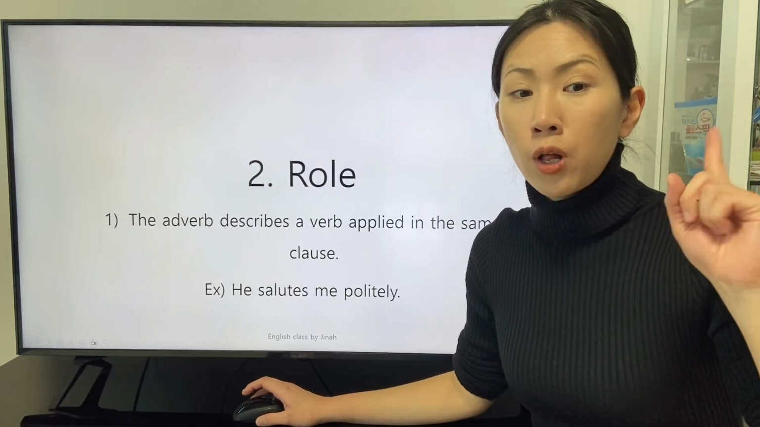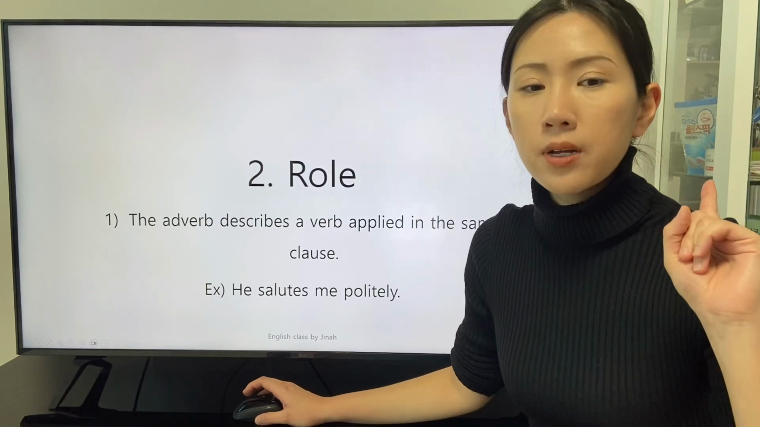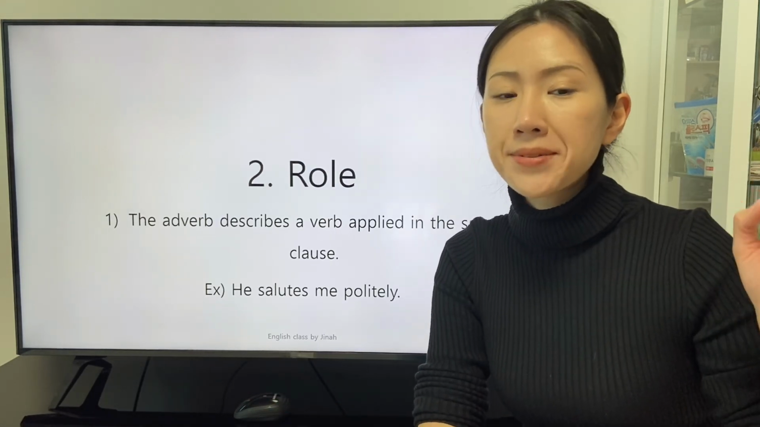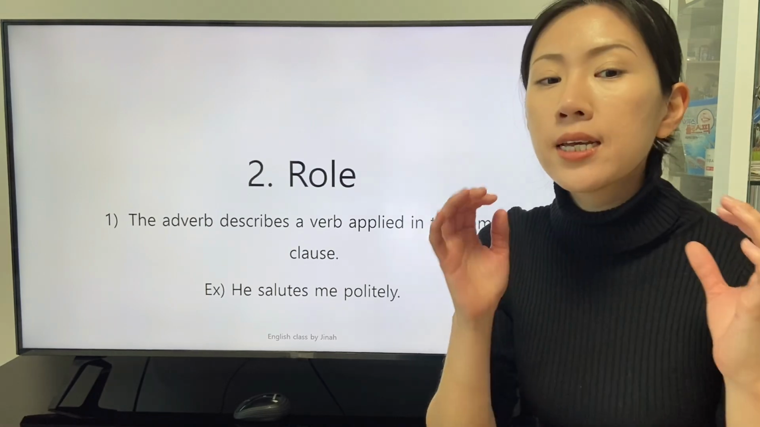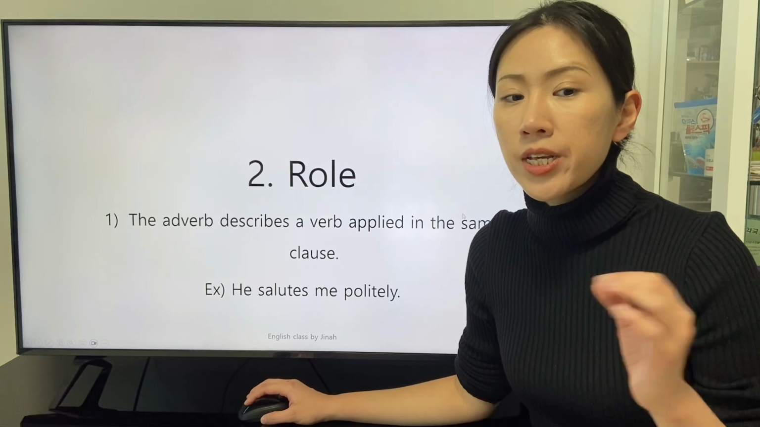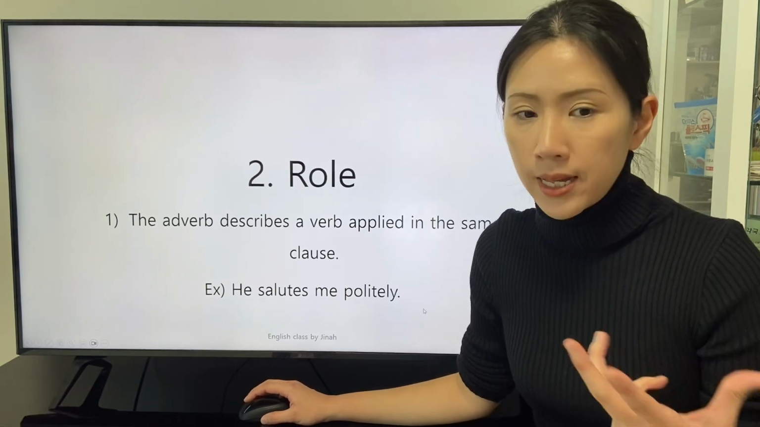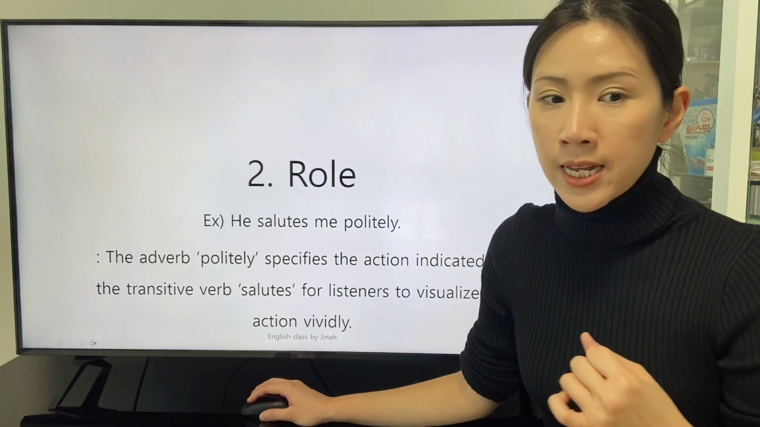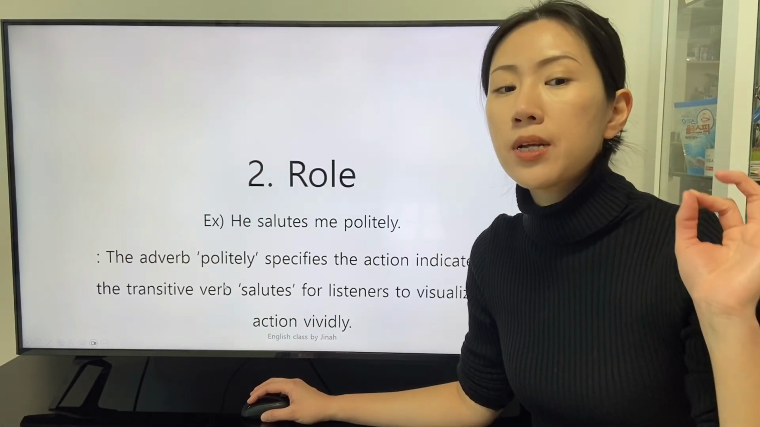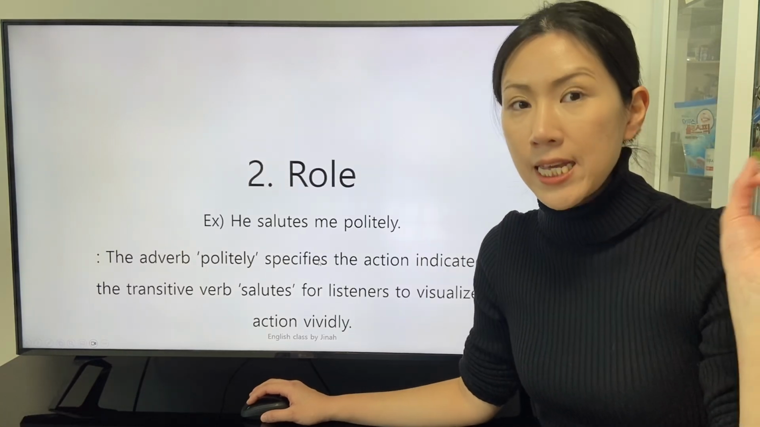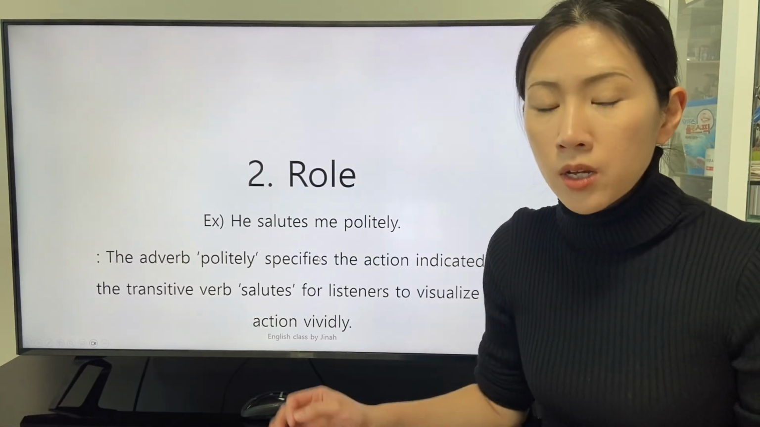The first role of the adverb in a clause is this. The adverb describes a verb applied in the same clause. There is a clause, he salutes me politely. The adverb politely specifies the action indicated by the transitive verb salute for listeners to visualize the action vividly.